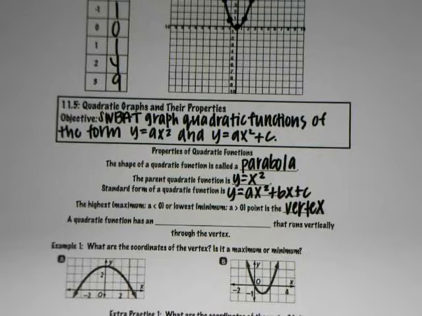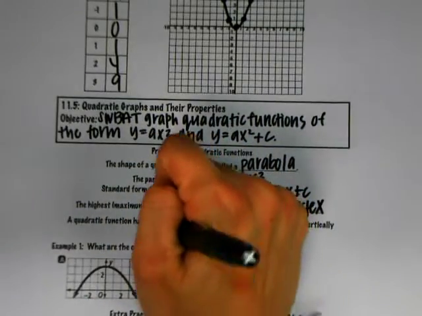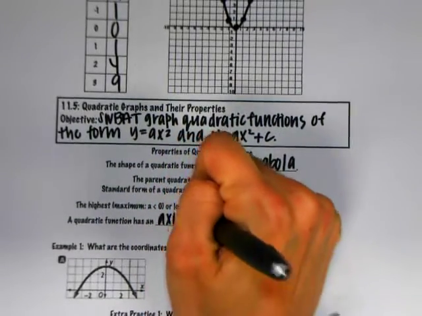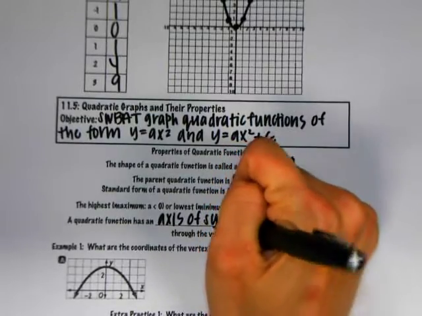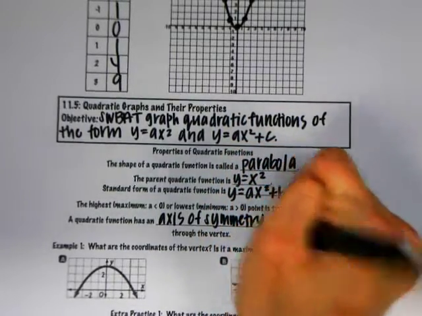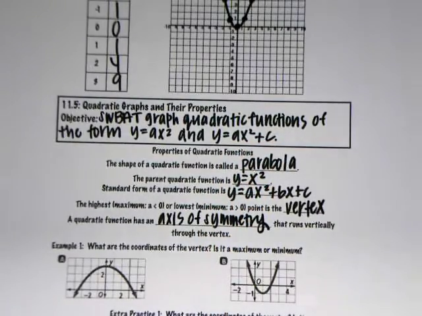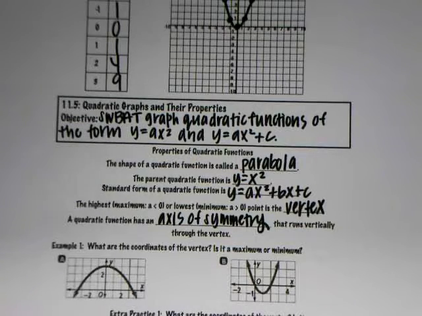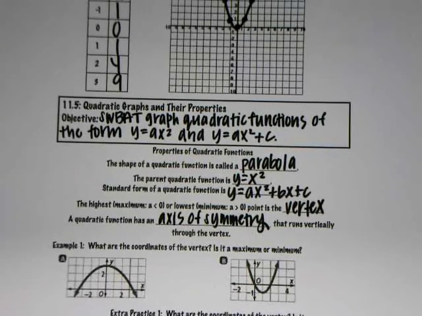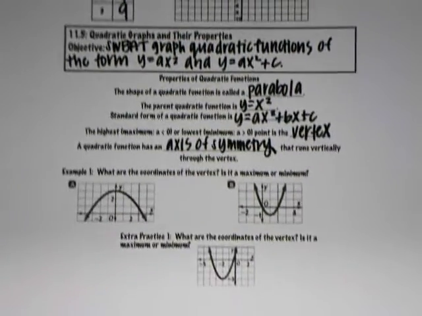Okay, and then a quadratic function has an axis of symmetry that runs vertically through the vertex. So basically, you can split your parabola in half vertically, and it's going to be the mirror image on each side. Okay, so the first thing that we're going to look at is just the coordinates of the vertex and if it's a maximum or a minimum.